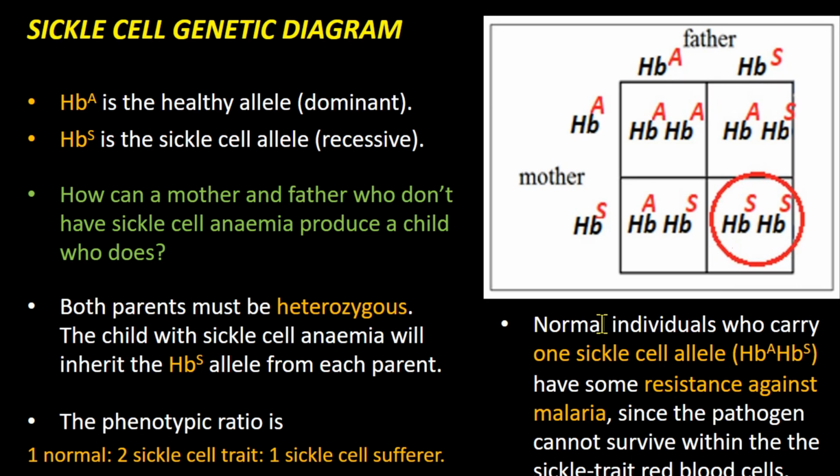So one other note here, normal individuals, so basically healthy individuals who carry 1 sickle cell allele, basically these 2 here that are heterozygous, they actually procure some resistance against malaria because the malaria pathogen, Plasmodium falciparum, actually lives within the red blood cells. They take in nutrients from the red blood cells. What the sickle cell trait does is that it makes the red blood cells more porous, and most of the nutrients actually leak out. So the pathogen cannot actually survive within the sickle trait red blood cells.